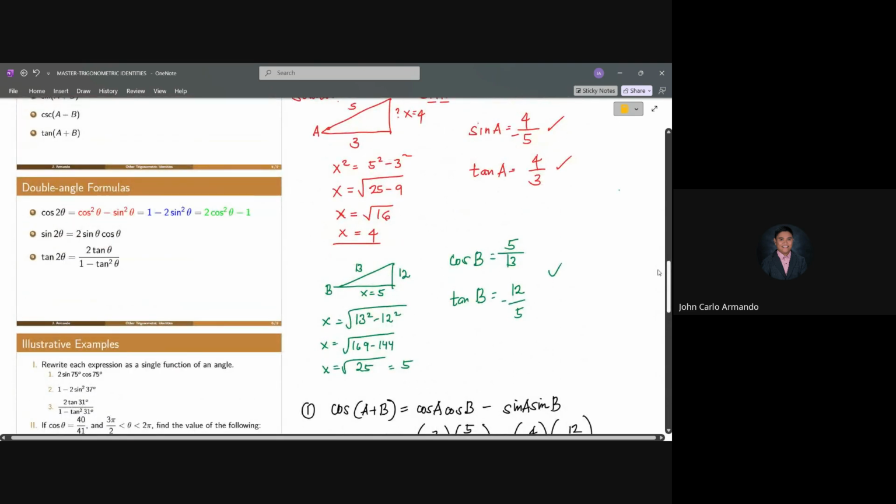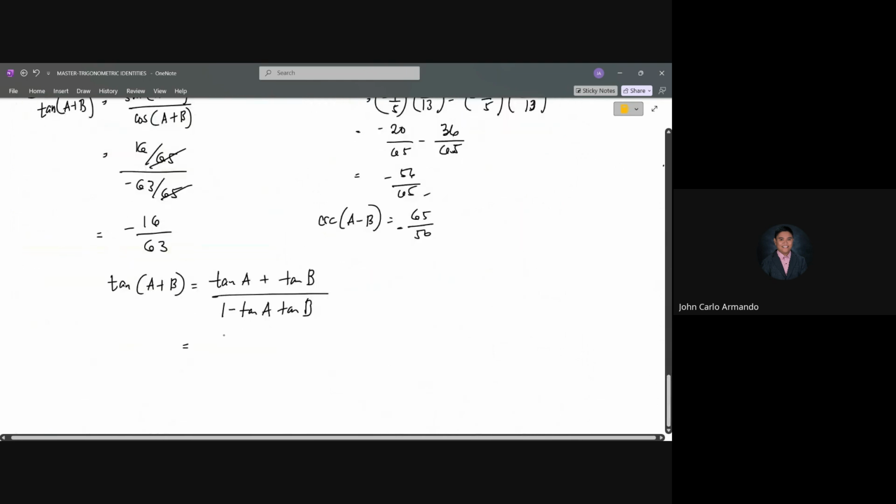You can see that tangent A is 4/3 and tangent B is negative 12 over 5. Tan A is 4/3. Tan B is negative 12 over 5. 1 minus 4/3 times negative 12 over 5. When you solve this, the result is negative 16 over 63.